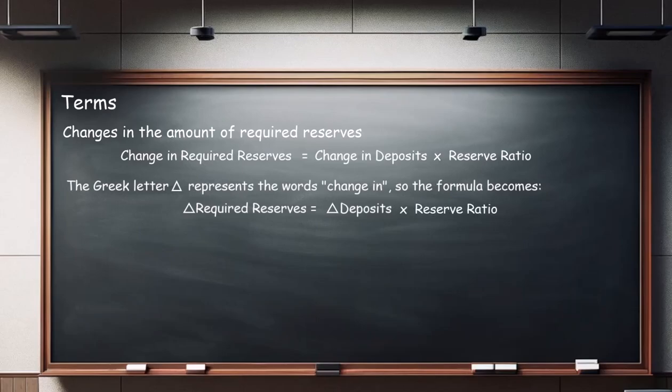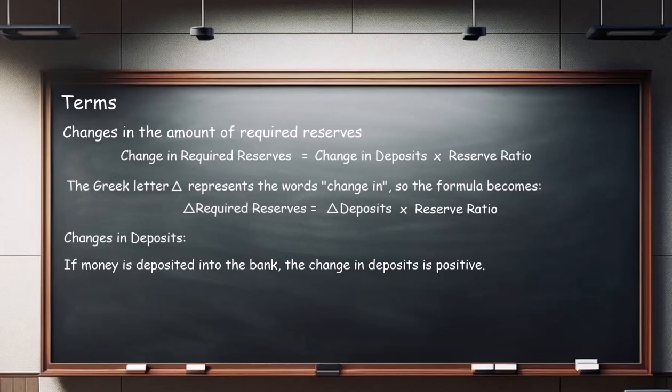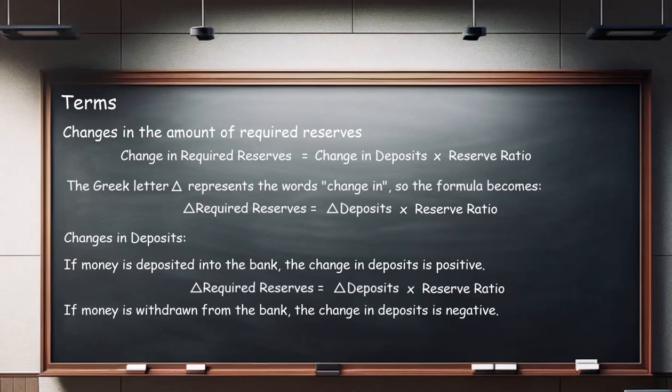If the person deposits money, or puts money, into a bank, the deposit change is positive. The formula for this situation is change in required reserves equal change in deposits times reserve ratio. If the person withdraws money, or takes money from the bank, the change is a negative change in the bank's deposits. The formula for this situation is change in required reserves equals minus change in deposits times reserve ratio.